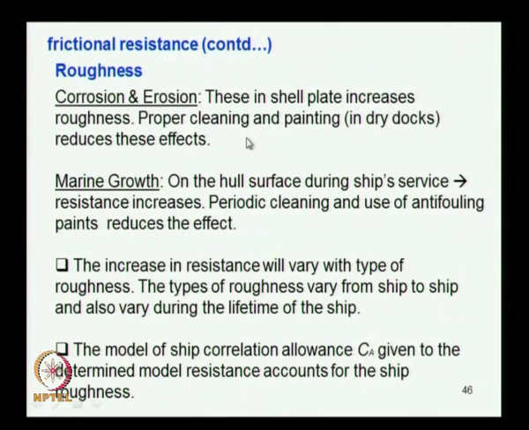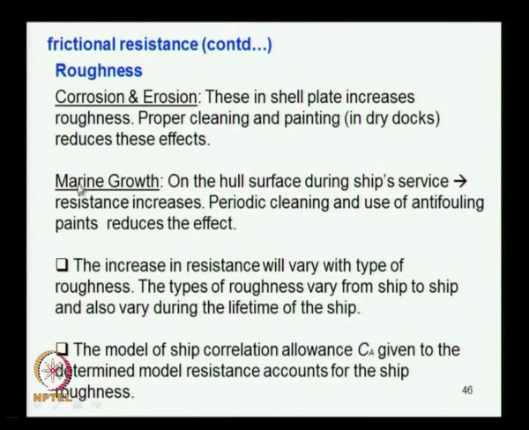This is mandatory for all ships, otherwise if corrosion is there for a longer period, it will eat away the plate, then the ship strength comes down and the ship may collapse. So it should not occur. From the safety aspect also, and for the life of the ship, it should be done.